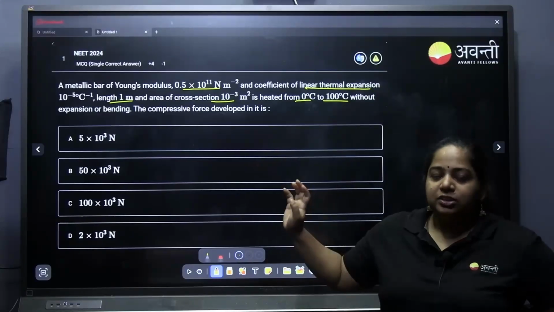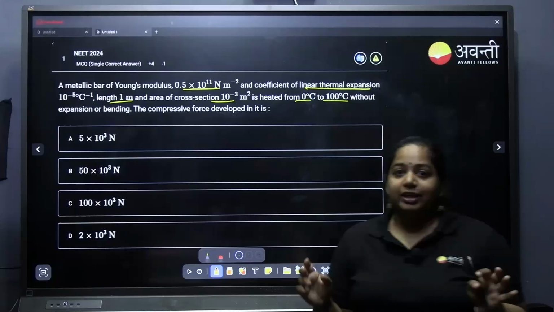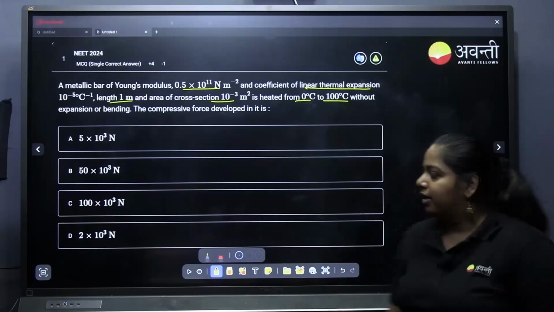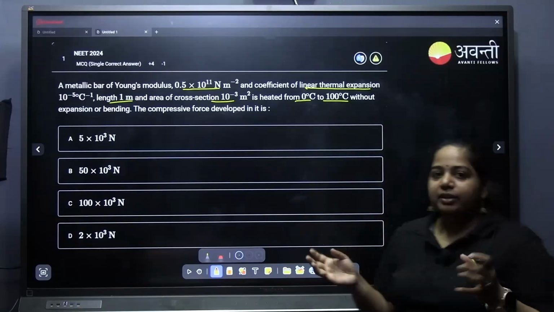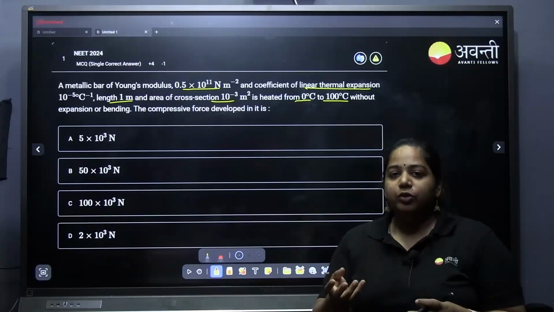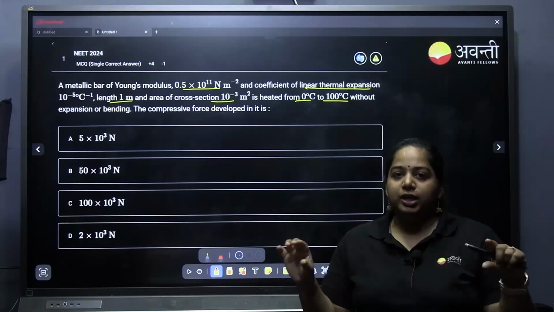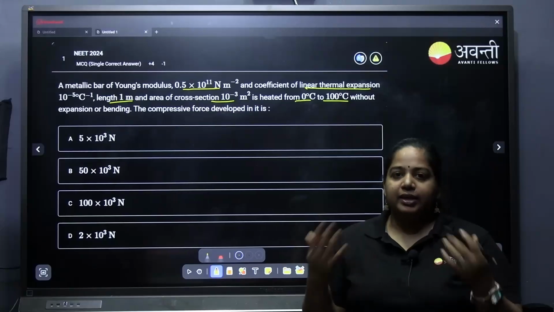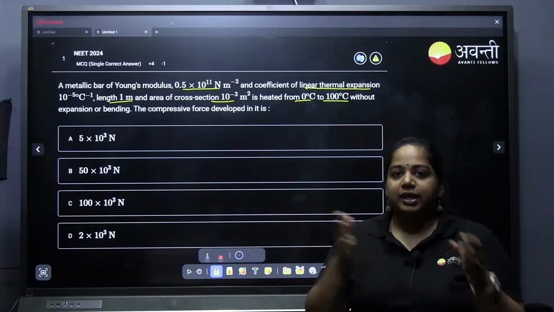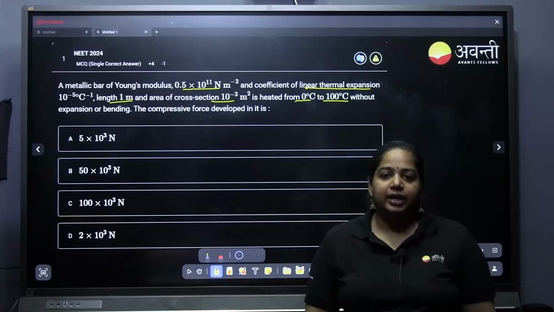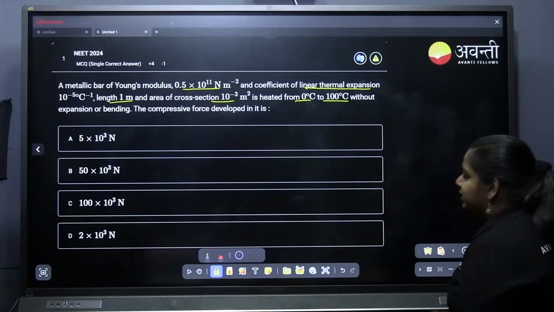Okay, so this is from a topic called thermal stress. When heat is given to objects, there will be elongation in that object. When heat is given, temperature increases and the object will increase in length. And how does it increase in length?